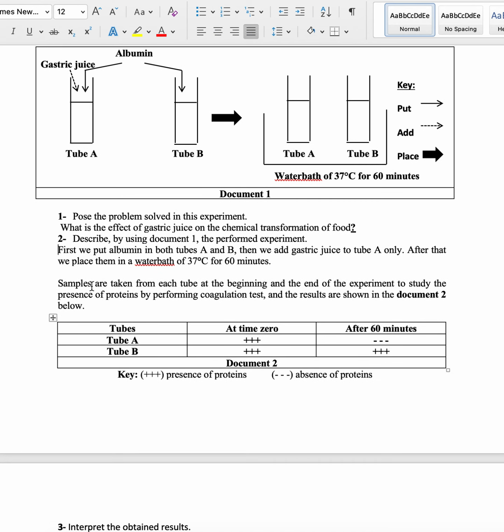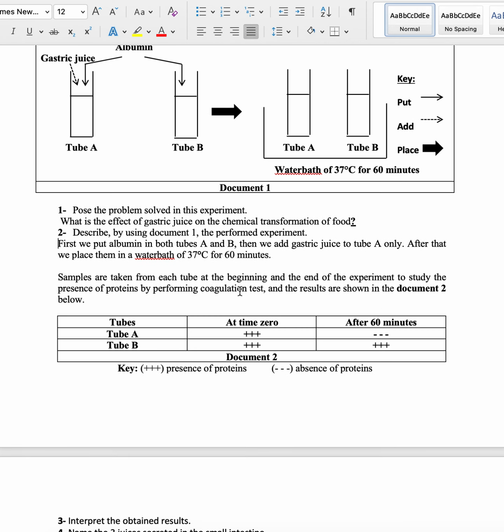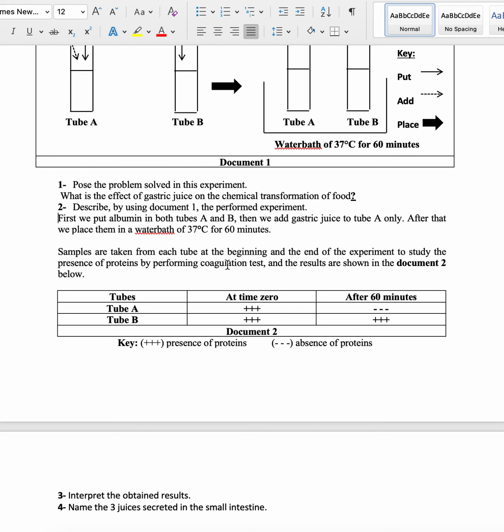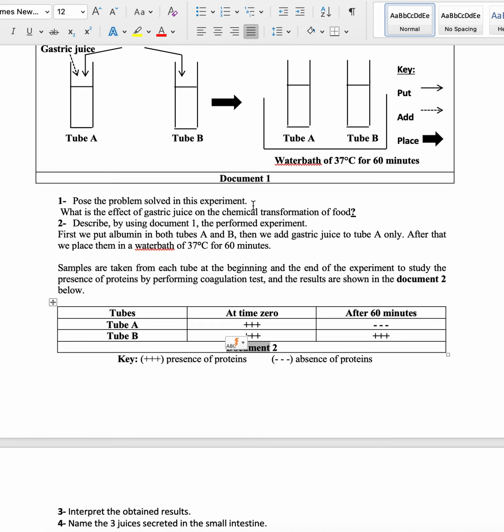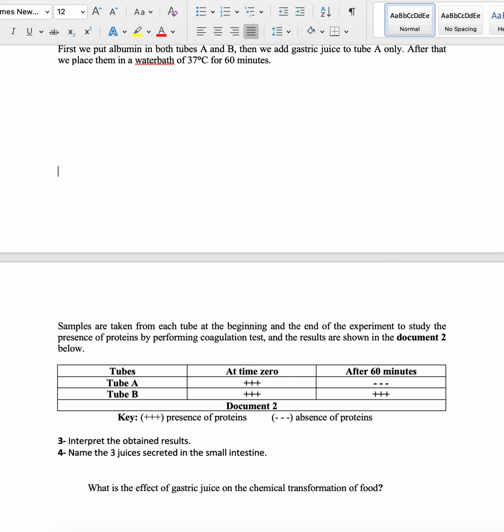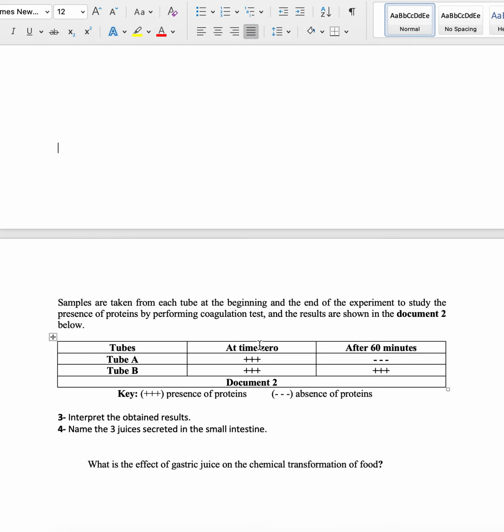Okay, then samples are taken from each tube at the beginning and the end of the experiment to study the presence of proteins by performing a coagulation test, and the results are shown in document 2 below. So here I have a table of results done at time 0 and after 60 minutes. Let's scroll down a bit so we can go through them calmly. Here I took samples at time 0, which gives plus plus plus.